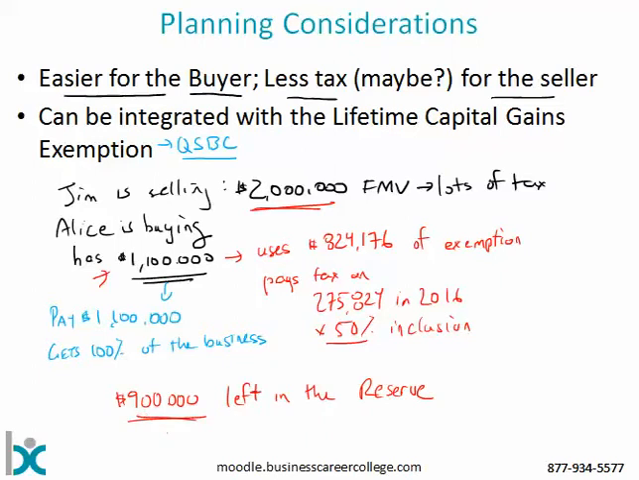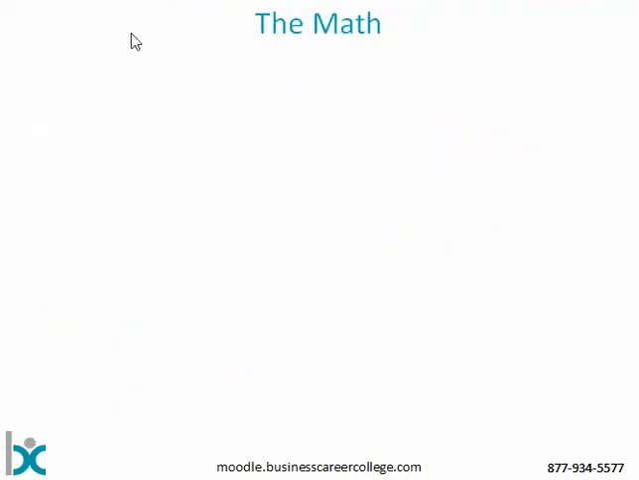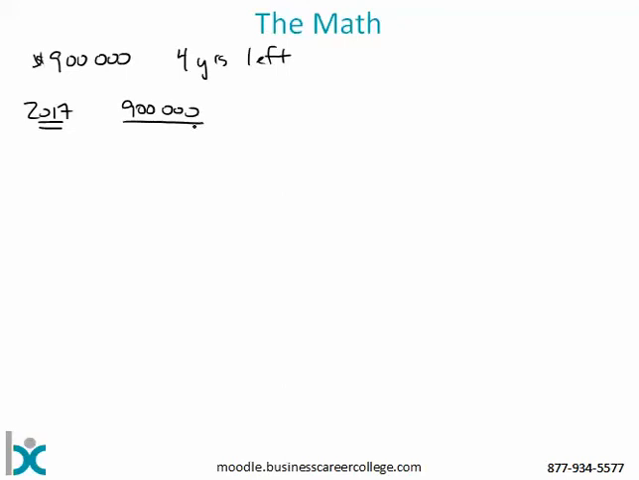Okay, so we know that's going to come about over the next 4 years. So at this point, we know we have $900,000 in the reserve and 4 years left. So we can look at each subsequent year now. We say, okay, in 2017, and this is where we have to do a little math. So we've got $900,000, and we would take $900,000 divided by 4, and that gives us $225,000.